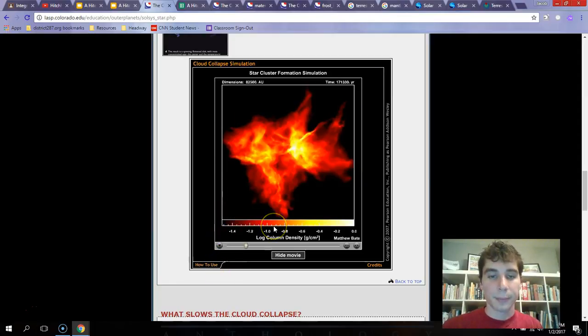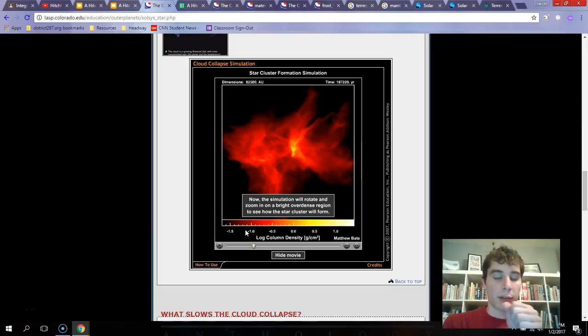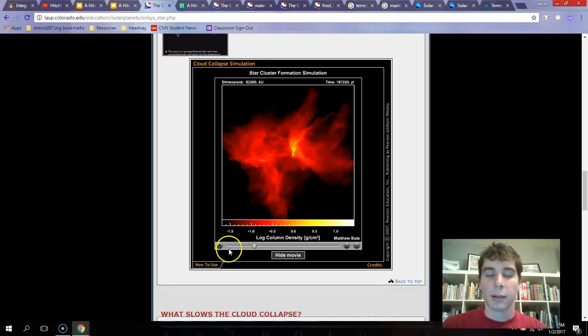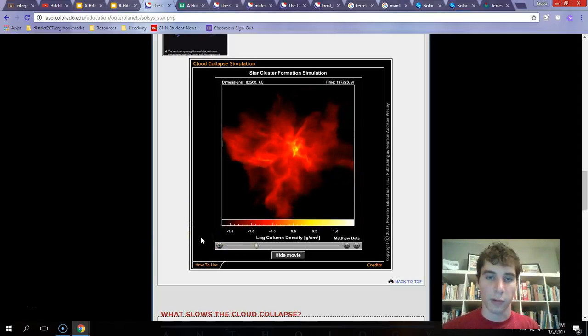As we click through, we are going to zoom in on a specific part of this cloud that would be like the star nurseries that we talked about. So this is a nebula, and then we're going to zoom in and look at a stellar nursery.